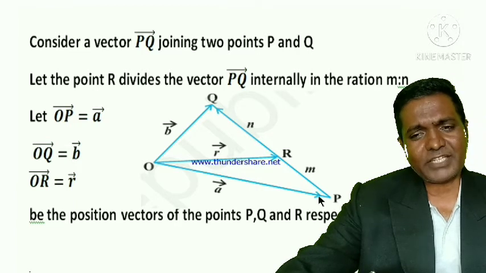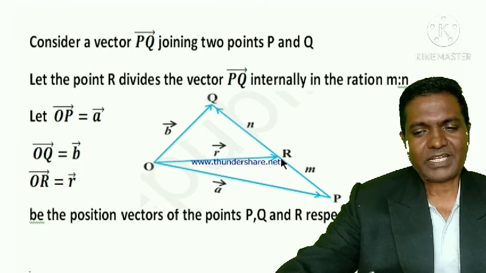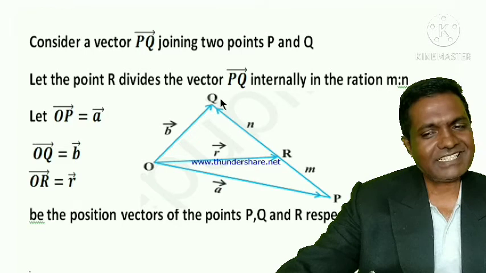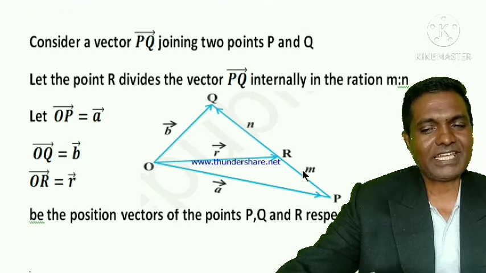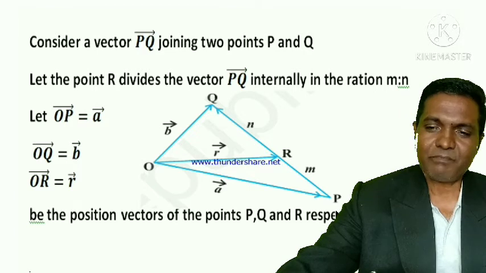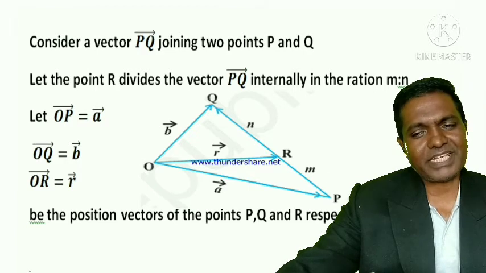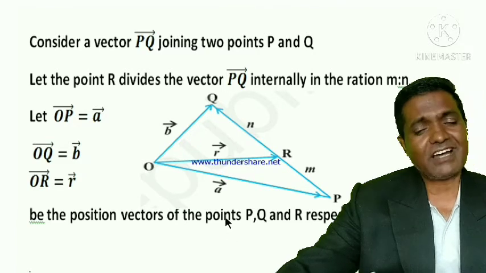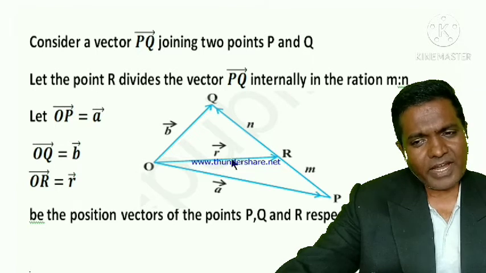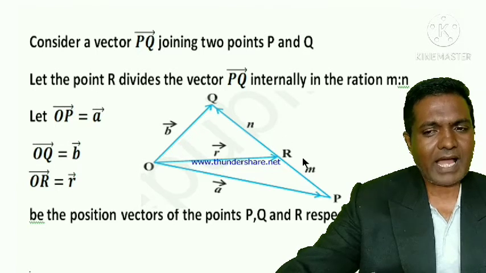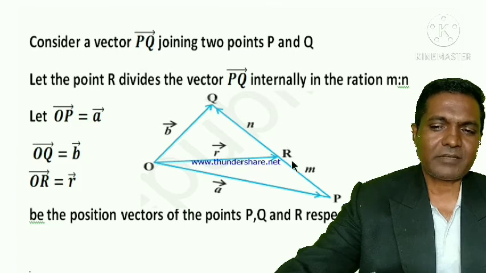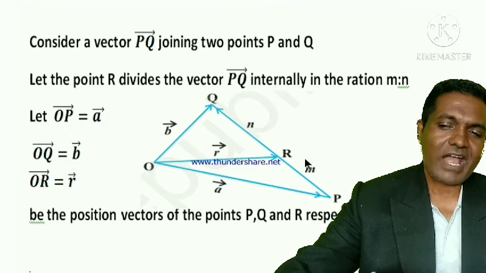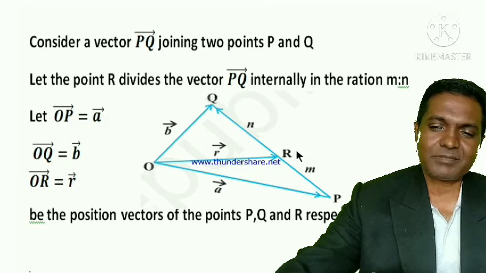Here is the vector joining 2 points P and Q, and R is the point dividing PQ internally in the ratio m is to n, which means R is somewhere between P and Q. Our aim is to find the position vector of the point R. Position vector means the vector joining O and that point is called the position vector of the point R.